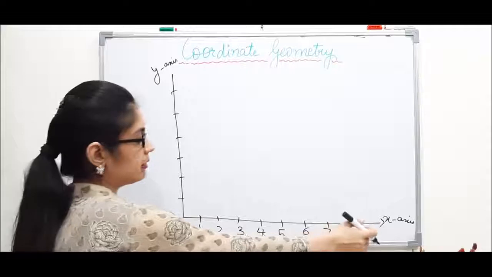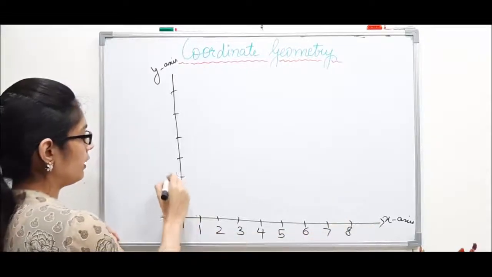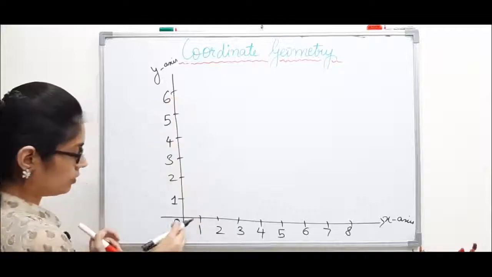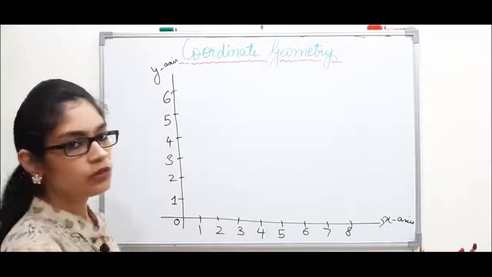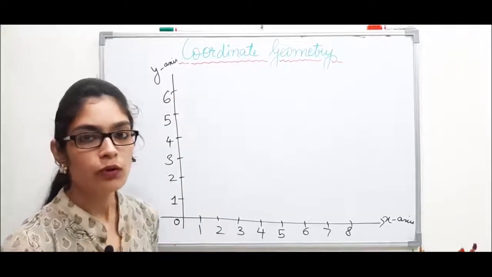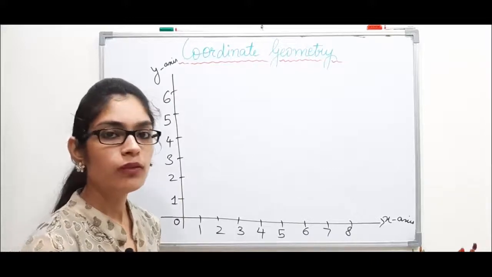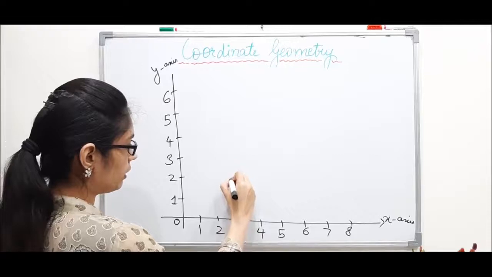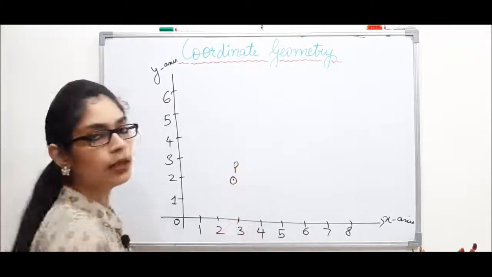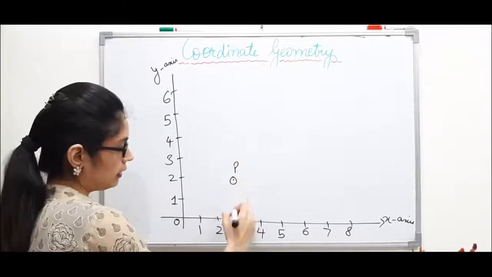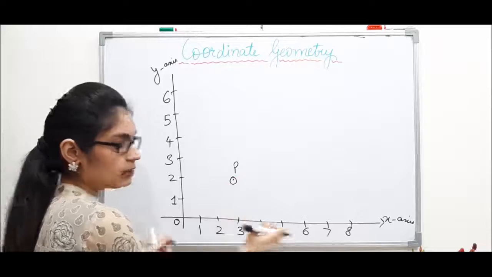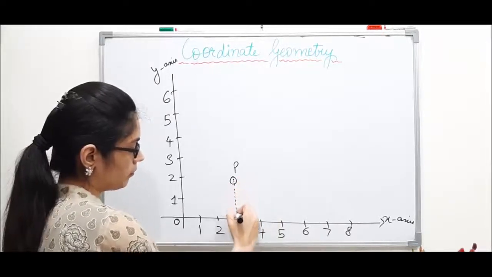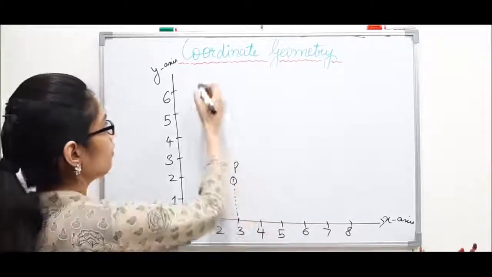Horizontal line is x-axis and vertical line is y-axis. So this is origin. So first of all we learn how to find the distance of any point from x-axis. From x-axis means if I have this point here, I'll name it as point P. So I have to find its distance from x-axis. This is my x-axis, so this distance I have to find. This distance.